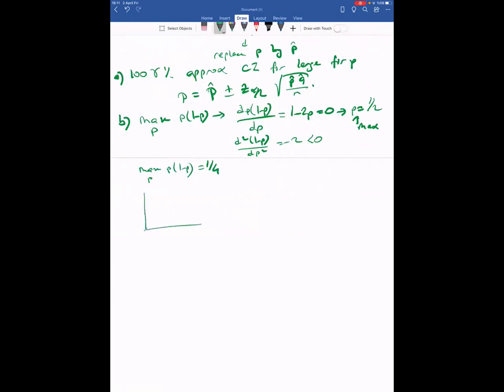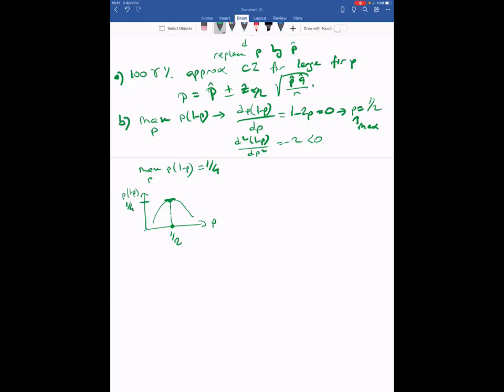Okay, so when we consider the shape here, we will have this type of shape, and we know that it's concave down. The value for p is 1/2 here, and here is 1/4. So we found this maximum point.